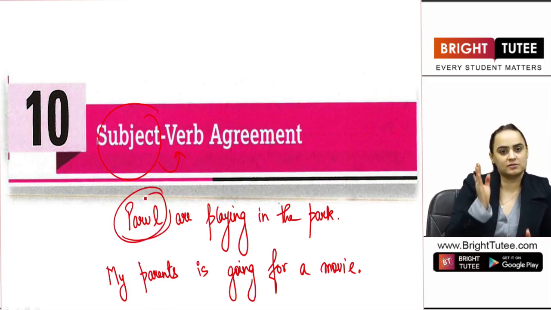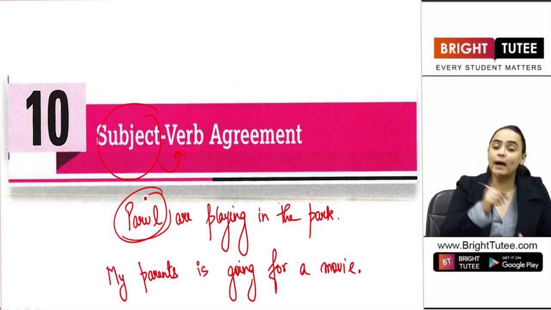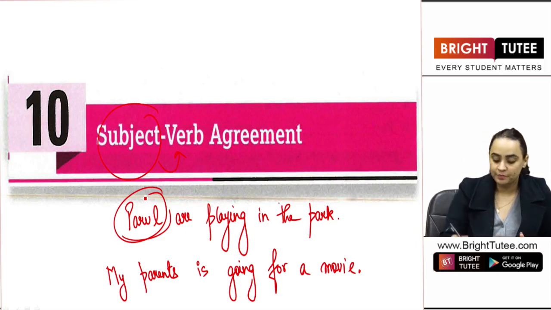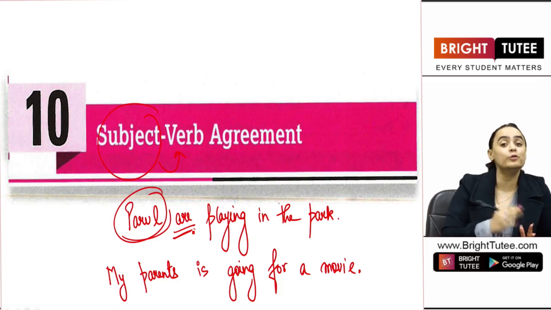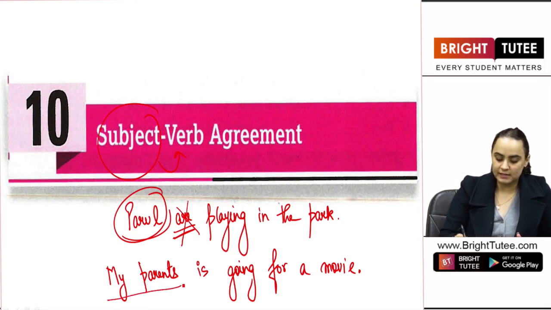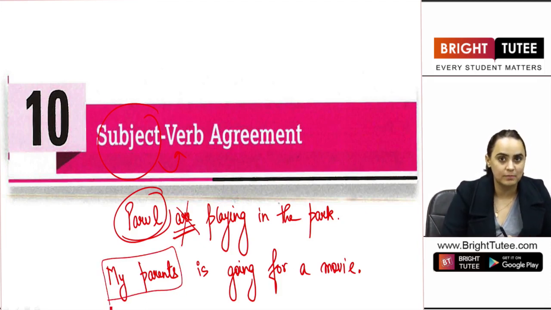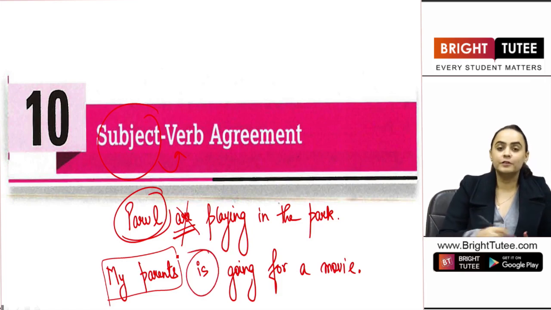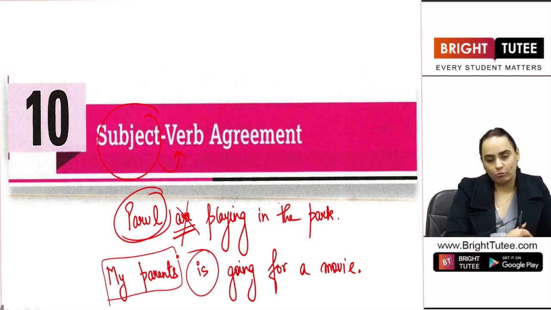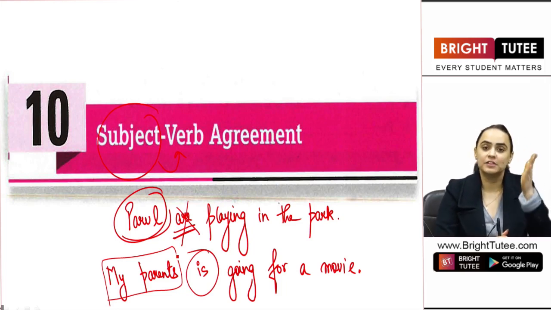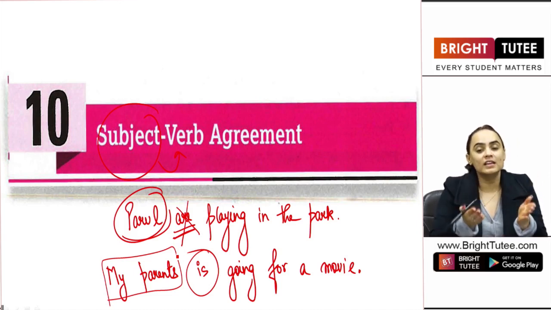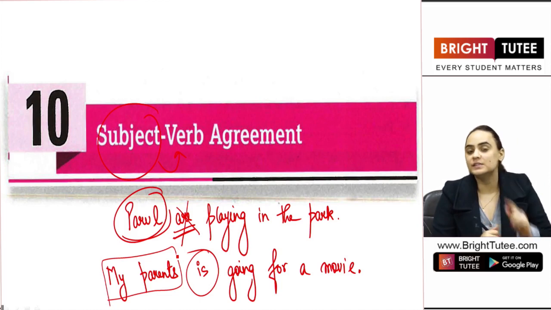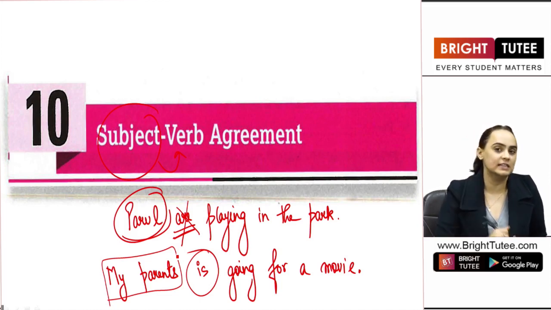This is my subject, singular it is. And despite the fact that my subject is singular, I have used the verb are, which is used with a plural subject. So this is wrong. Similarly, with the next sentence where my subject is plural, that is my parents, I have used a singular verb, which is again incorrect. Therefore, dear students, in a sentence, the subject should always agree with the verb. And that is when the sentence is grammatically correct.